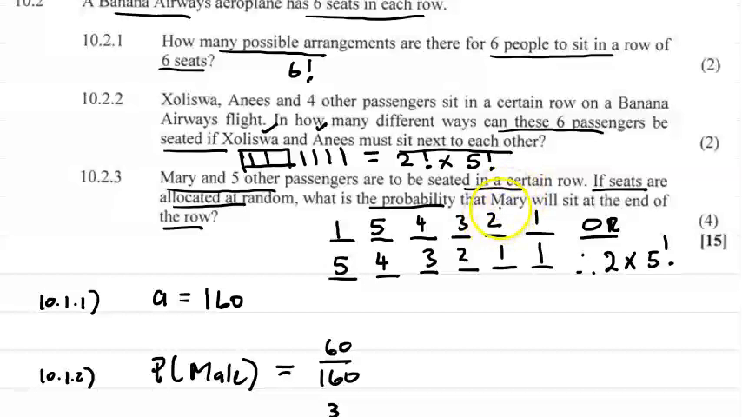But they asked us for the probability. So the probability of this event occurring will be 2 times 5 factorial all over the total number of possible arrangements for the 6 people to sit in a row of 6 seats. So that will be all over 6 factorial. Now, let's go write our answers.